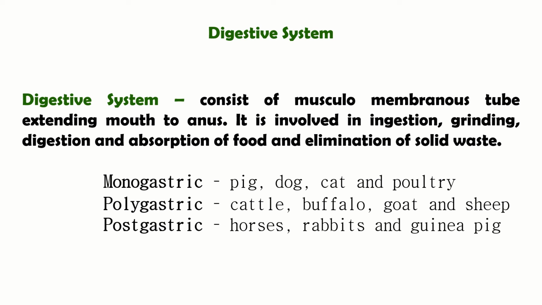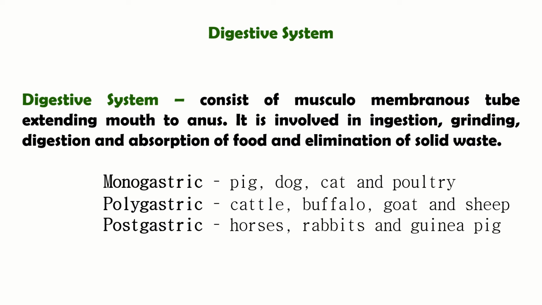First is the monogastric animals. These are those animals with a single and simple compartment stomach such as pig, dog, cat, and poultry. Next are the polygastric animals, those with a multi-compartment stomach, meaning they have more than one stomach or they have a compound stomach. These animals are cattle, goat, sheep, and carabao or buffalo, of course. They are also called ruminants and they are able to utilize fibrous feeds. Ito yung mga animals na kumakain ng grasses and legumes.